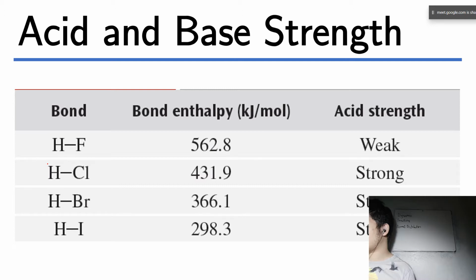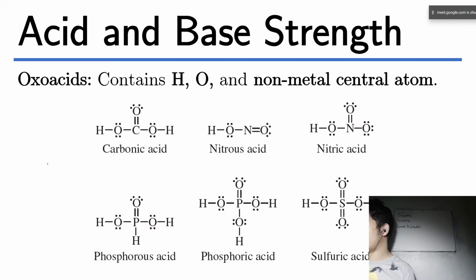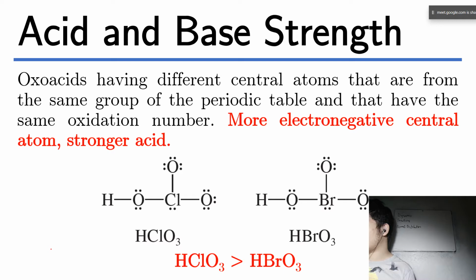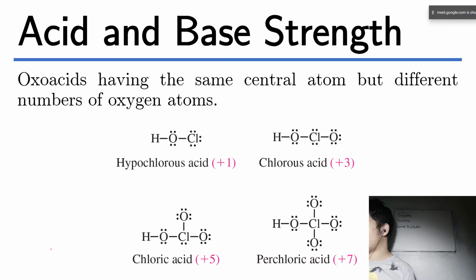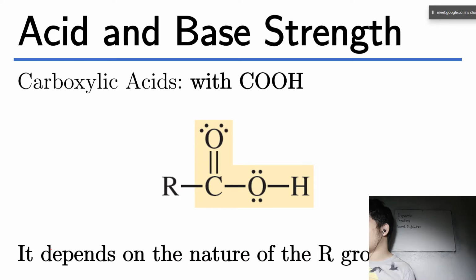Oxo acids contain HO and non-metal central ion. So, pag ganito, same sila ng number of oxygen, more electronegative central atom, stronger acid, no? Always remember that. Also, acids have the same central atom, but different numbers of oxygen atoms. Look at the oxidation number, no? Or kung ano pa rin yung mas electronegative, no? Same. Pag naman carboxylic acid, it depends on the nature of the R group.